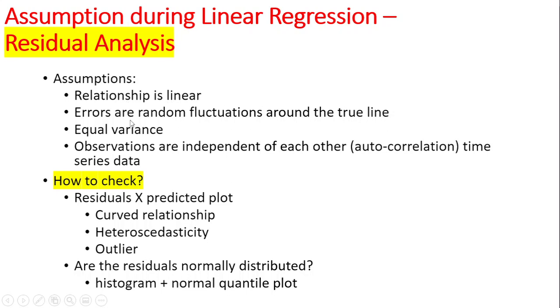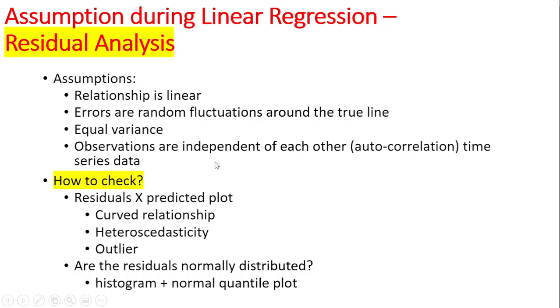The second assumption is that the errors that you see are random fluctuations around the true fit line. The third assumption is that you assume there is equal variance among the data, and also the observations are independent of each other, or in other words, there is no correlation between the data points. So how do you check these assumptions?